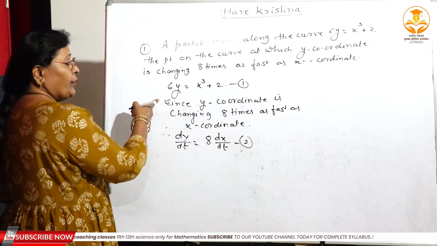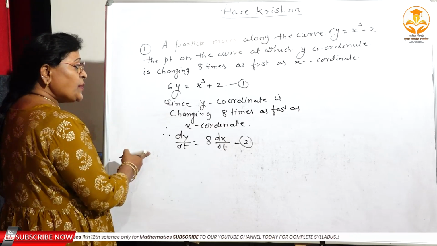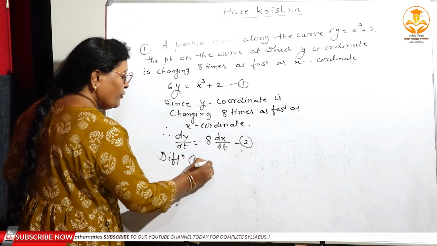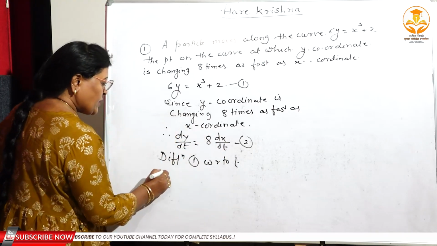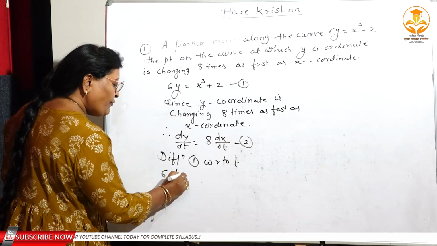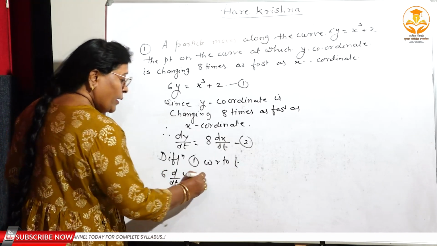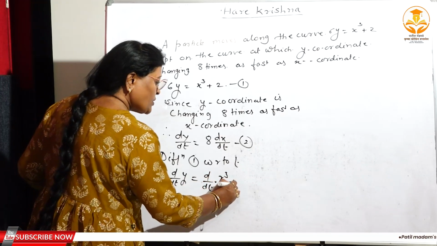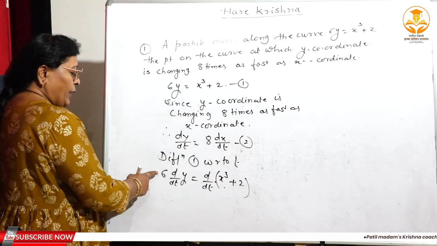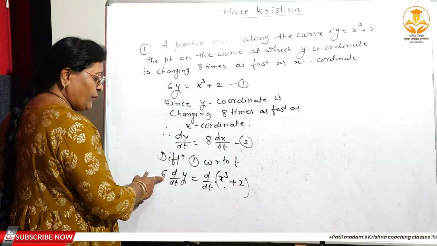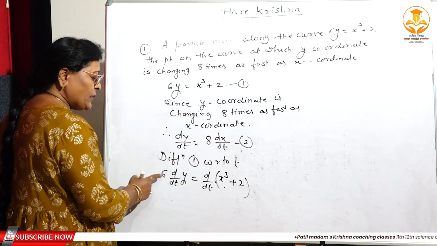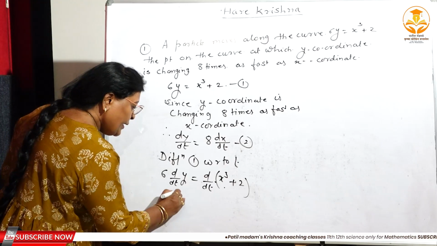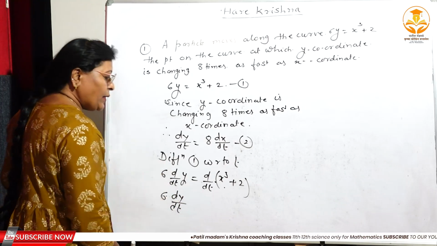Now again what do you have to do? You have to differentiate the curve with respect to t. Again, differentiate with respect to t. 6 remains as it is, d by dt of y. Again, here d by dt of x cube plus 2, isn't it? Now again, this constant 6 when multiplied to the function remains as it is. Again, d by dt of y means what here? That is nothing but dy by dt, right? Directly you can find it.